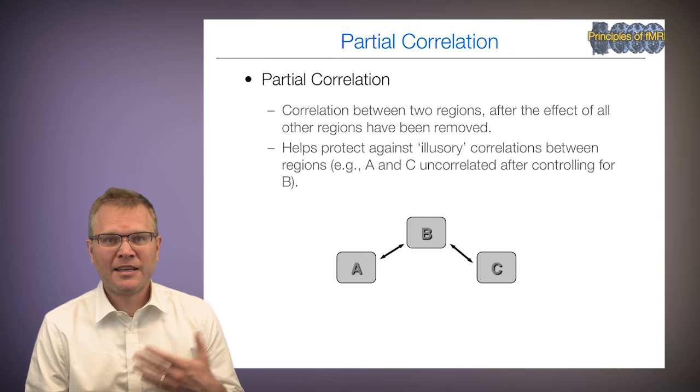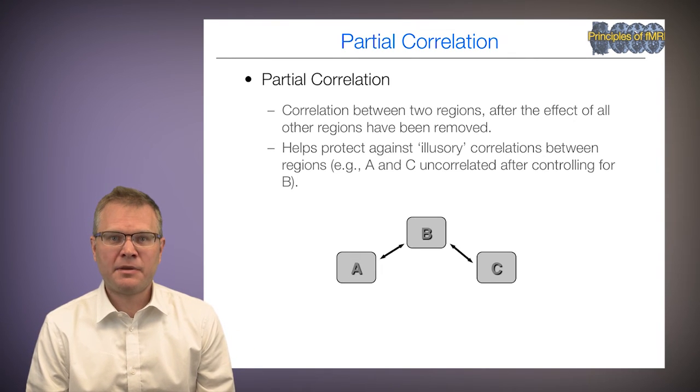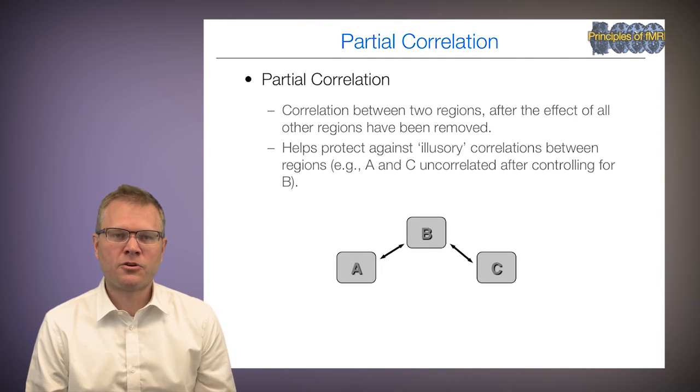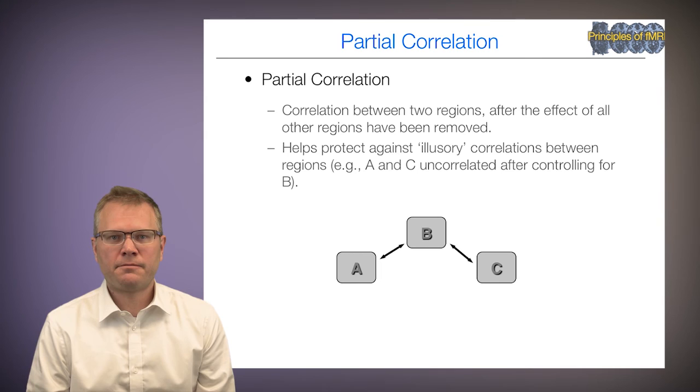For example, let's let A be the life expectancy in a country and C be the number of TVs per capita in that country. A and C are highly correlated with each other, but they're not really directly linked. They're linked to each other by a third variable, B, which is maybe the quality of life in the country. So once we control for quality of life, the number of TVs and life expectancy, that relationship might disappear. And so that's what partial correlation seeks to do.